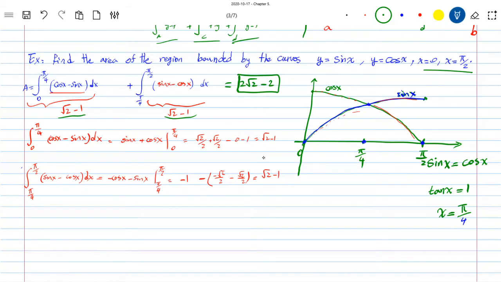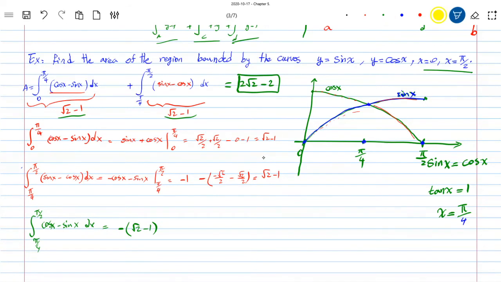The important thing is in the second integral, if you would have done it the other way, instead of sine minus cosine, if you would have done cosine x minus sine x dx from pi fourth to pi half, what you get is not root 2 minus 1, but negative root 2 minus 1. You'll get this number, which is exactly the same, just negative. That tells you that you did it in the wrong order. Okay, so the integral will kind of tell you if you've messed up the order of the functions.